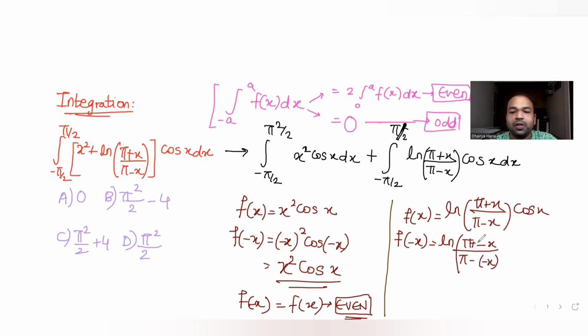So basically previously it was pi plus minus x and pi minus x and cos of minus x. So cos of minus theta, we already know it is cos theta. So it becomes ln of pi minus x upon pi plus x into cos. Now here if you see, you get cos x same as the previous f of x, but the log term which is there actually becomes the opposite.